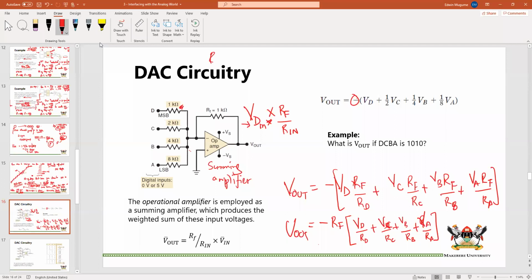Now we can see that RF is 1K and the others are also in kilo-ohms. So when we insert the actual values, it becomes that equation, and this is really indicative of the weighting that we talked about. The voltage at D is left as it is, but the voltage at C is halved, the voltage at B is multiplied by a quarter, and that one by 1/8.